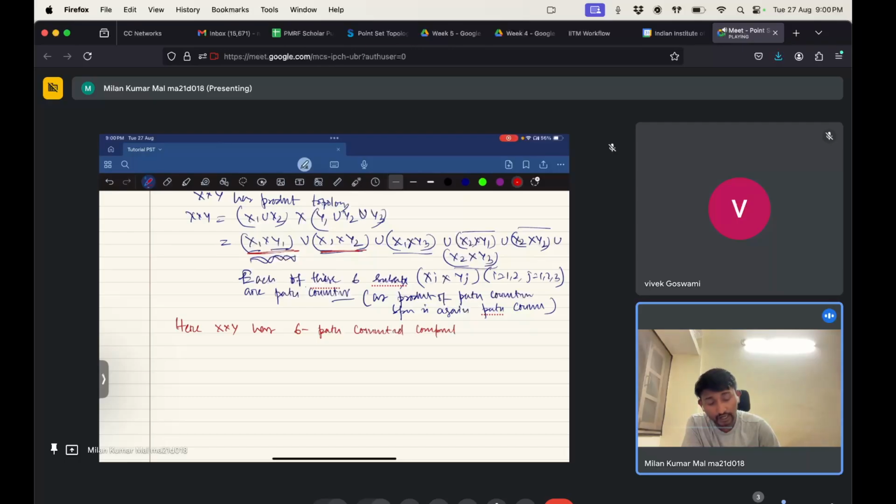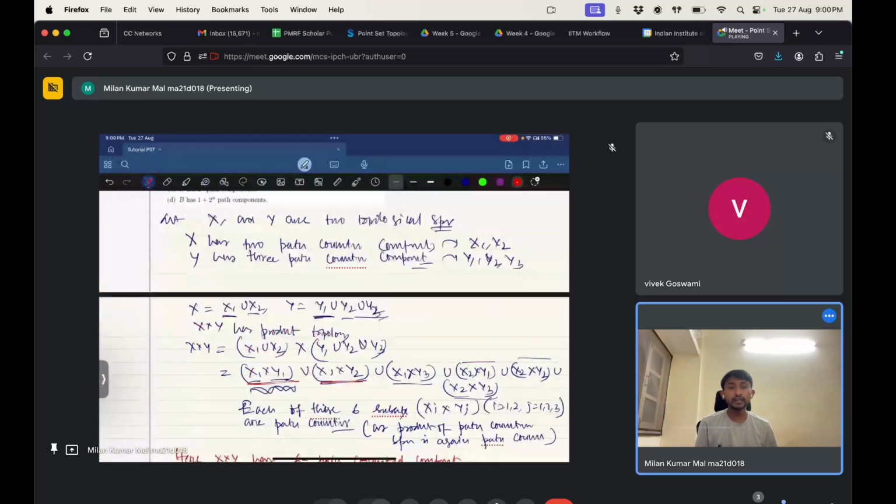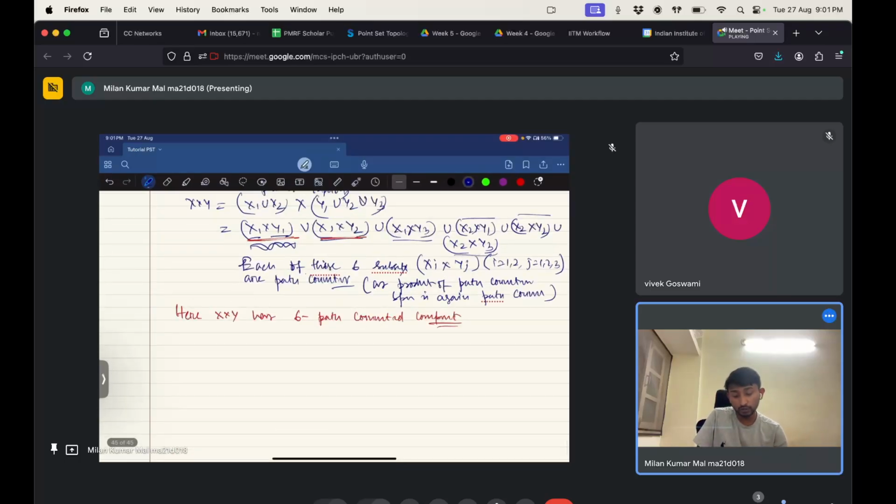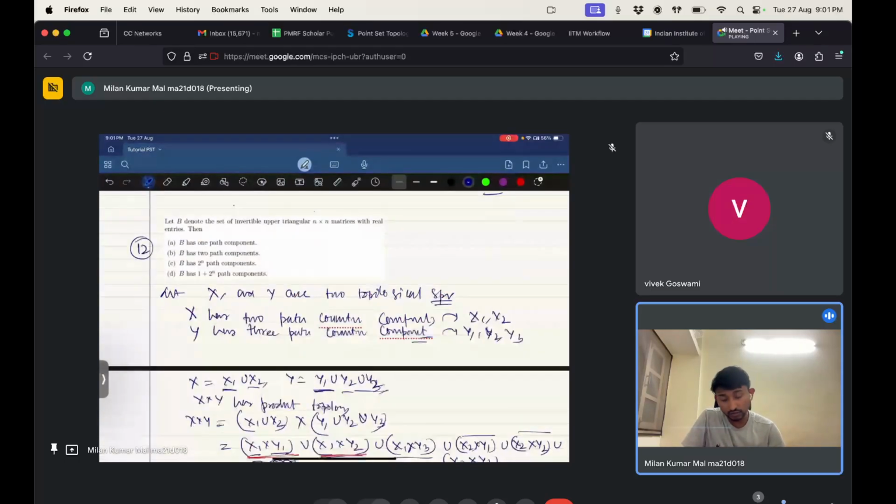How this will help, I'm going to prove, but this particular fact that I proved: if x and y are topological spaces, x has two path connected components and y has three path connected components, then x cross y, with the product topology, will have six path connected components. So on the basis of this I will prove question 12 directly.